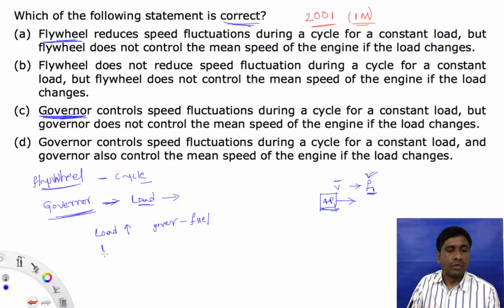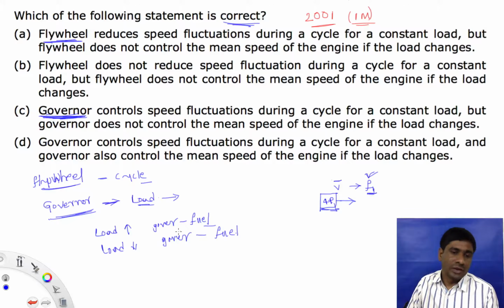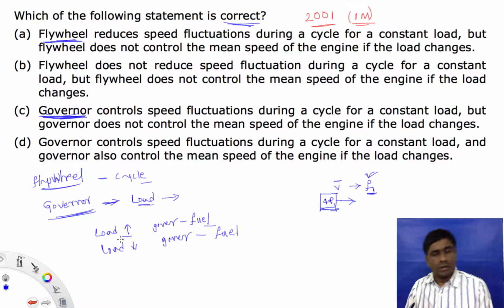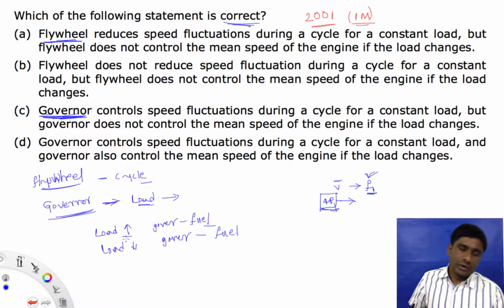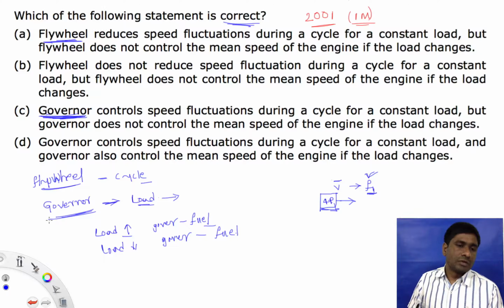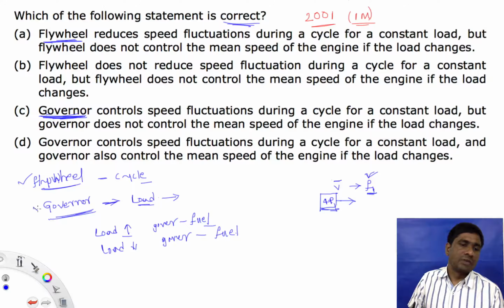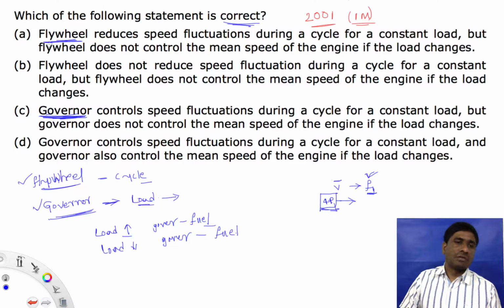And when load is decreased, governor decreases the fuel supply. How it decreases fuel supply with respect to load, we will discuss in detail when we deal with the governors. So we understood now what is the main difference between flywheel and governor, and let's go back to our statements.